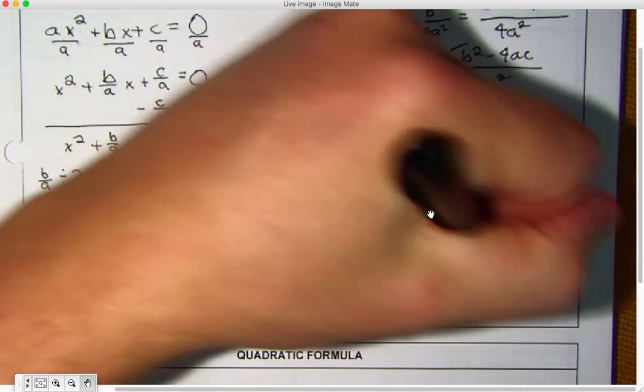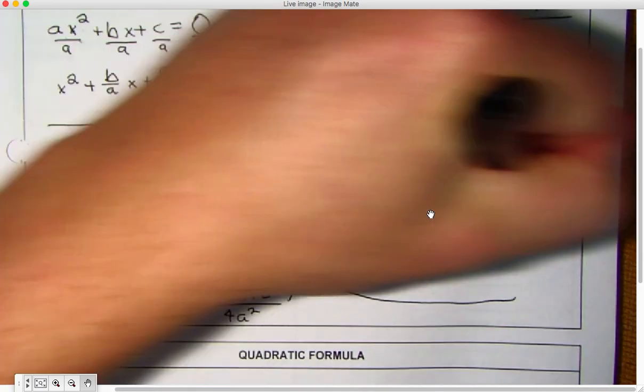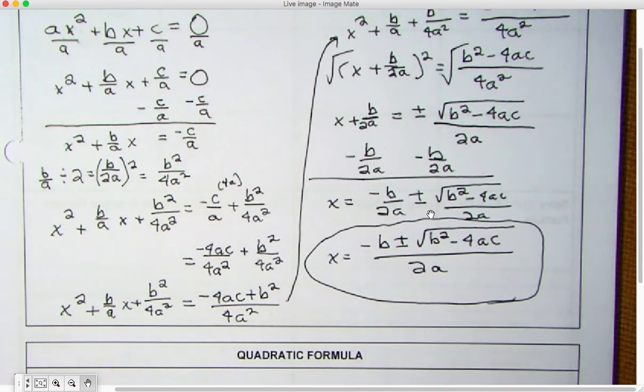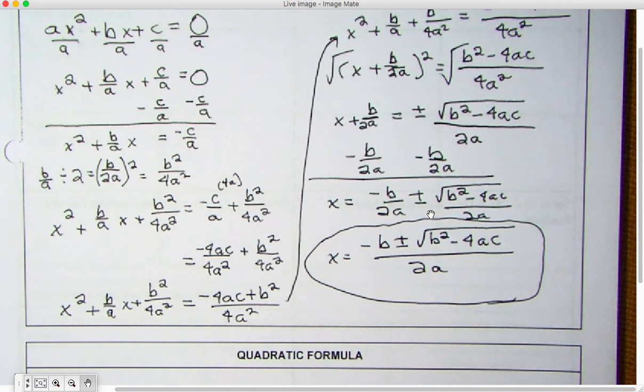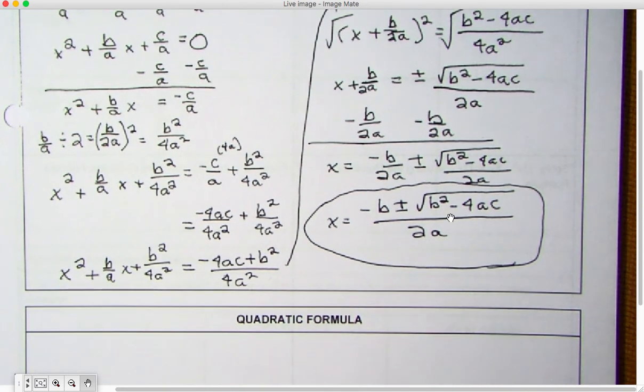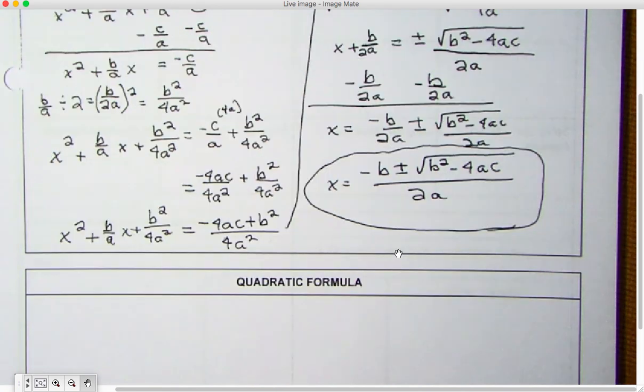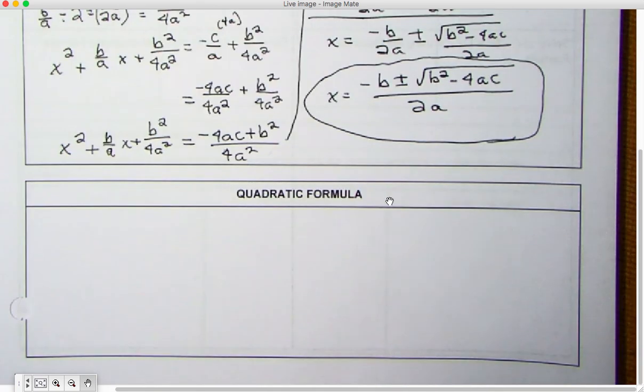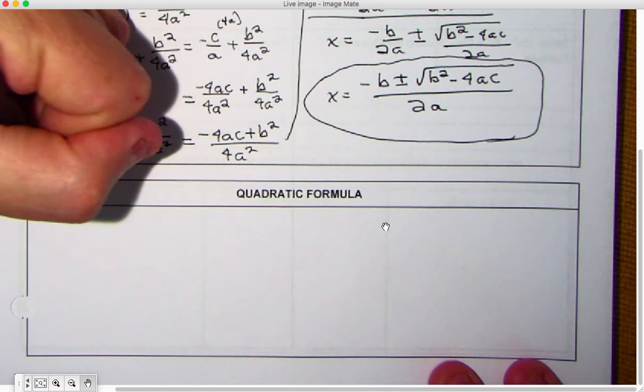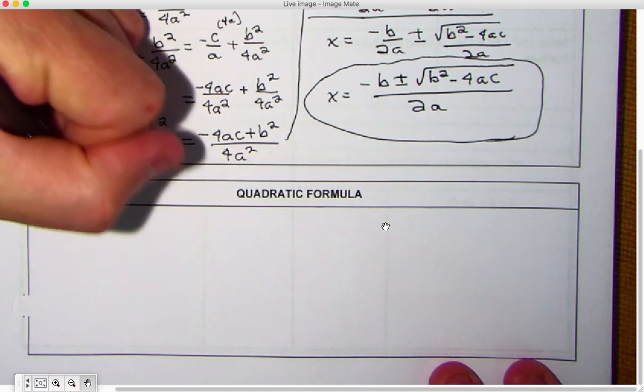This is what's important. So if all this intense algebra is a little bit too much for you, that's okay. As long as you can see this formula, this is the quadratic formula. We know what a, b, and c are. They're going to be numbers. We're going to take a, b, and c, plug them in here, and solve for x. So let's rewrite the quadratic formula down here by itself. So put this down and then we're done.